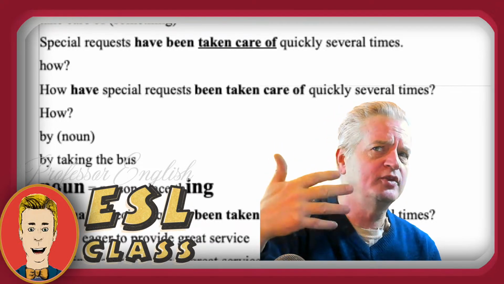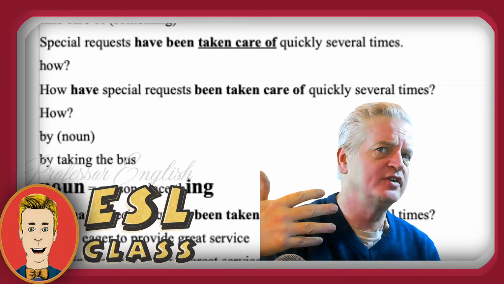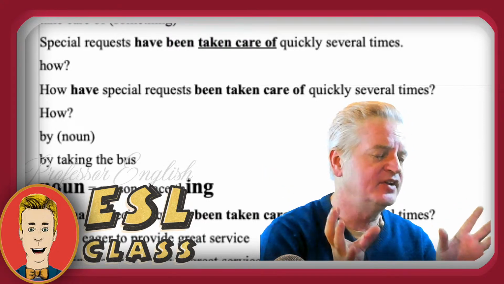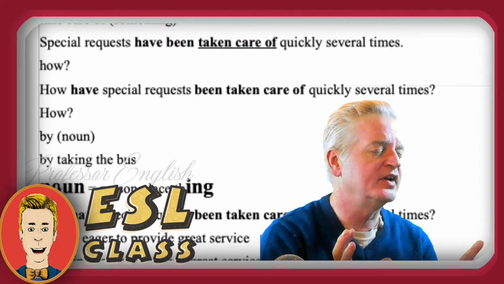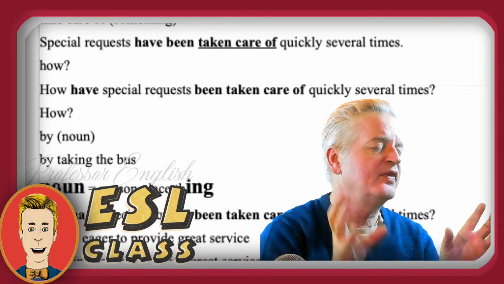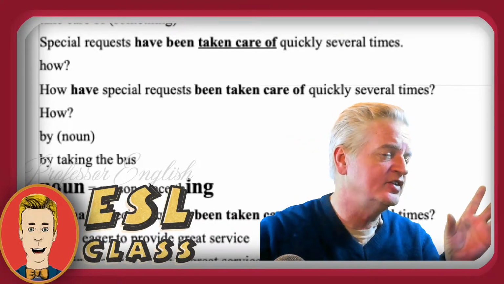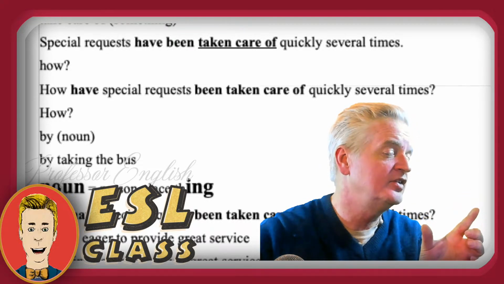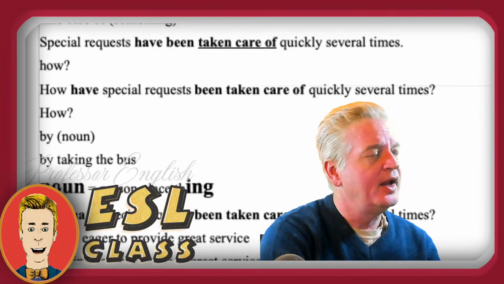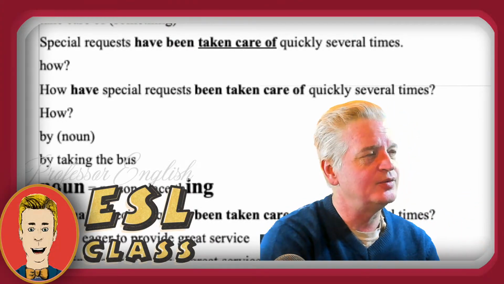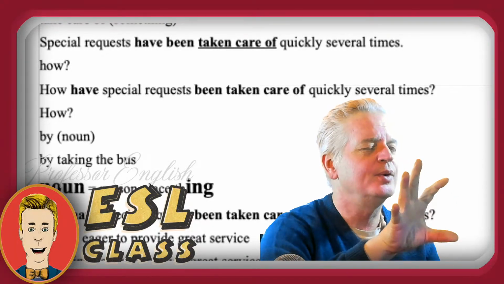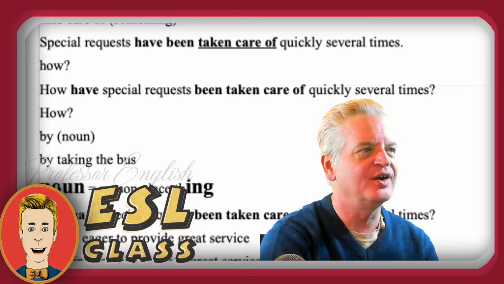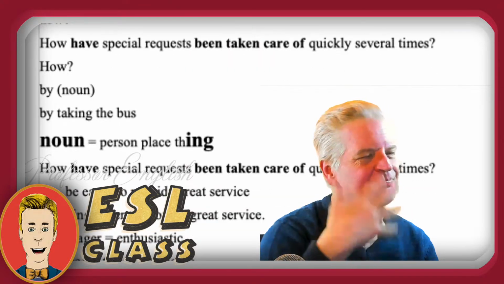You always take the principal verb and you change it to the past participle, which is taken. But now we have a problem because something is missing from present perfect. That taken is now for the passive voice. We need the past participle for present perfect, so we use the verb to be. And to make a passive voice sentence, we're focusing on the object. We will say, special requests have been taken care of quickly several times.